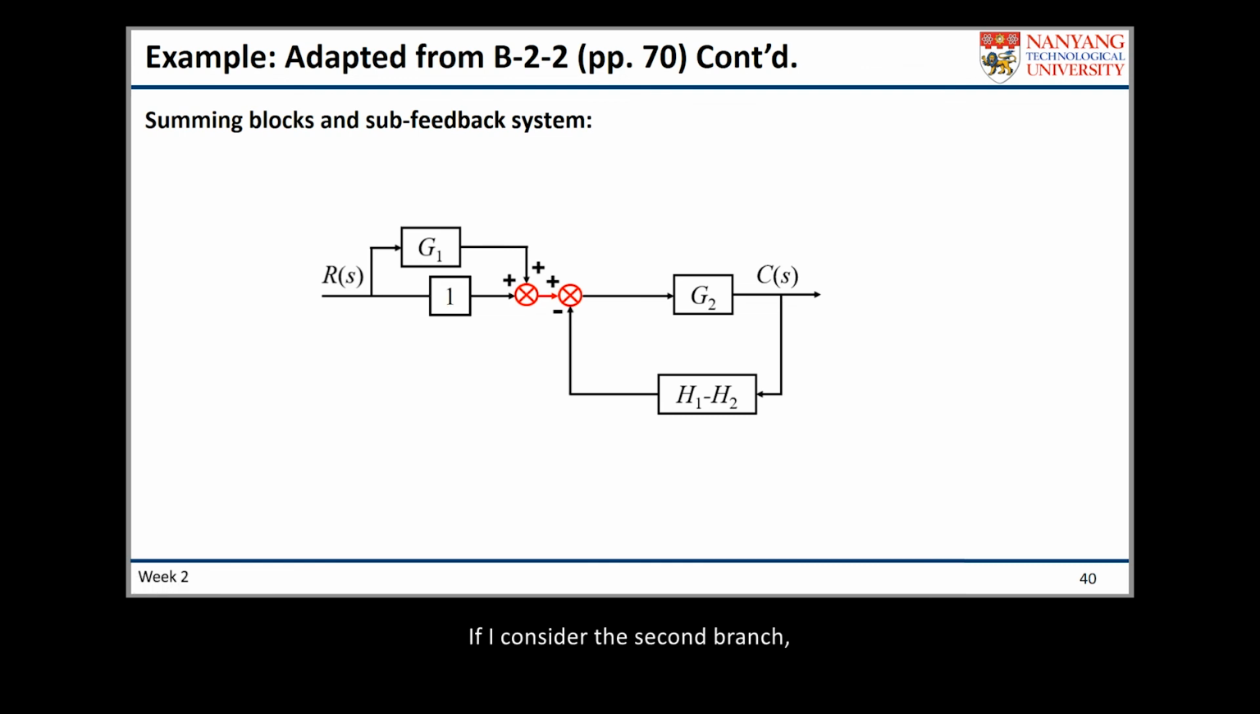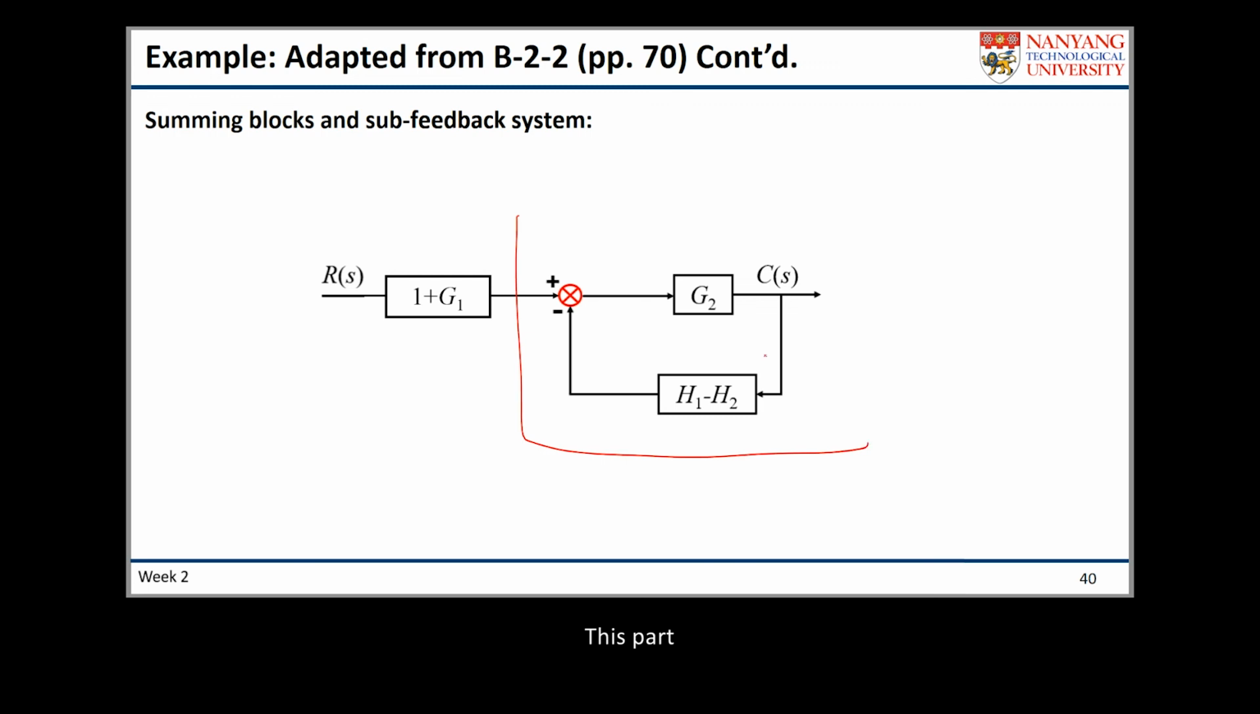If I consider the second branch contains a block with a unity transfer function, I can redraw it into something like that. And then looking at this summing point, I have to sum these two transfer functions. Okay, so I can replace this subsystem with something like this: 1 plus G1.